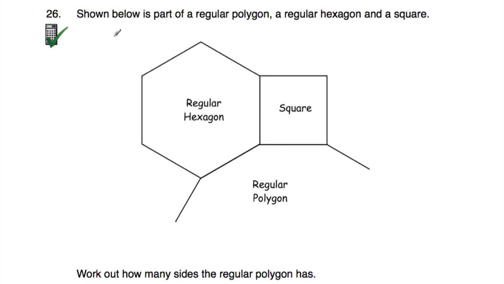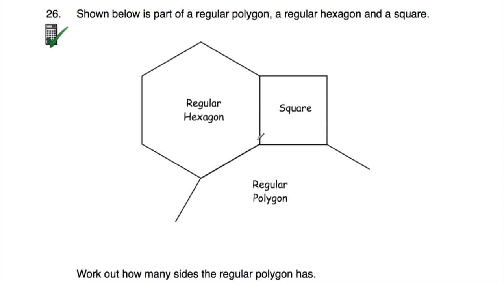Question number 26 says, shown below is part of a regular polygon. A regular polygon, and we don't know how many sides it's got. We've got this regular hexagon and a square. We've been asked to work out how many sides the regular polygon has. So we want to find the number of sides this regular polygon has.